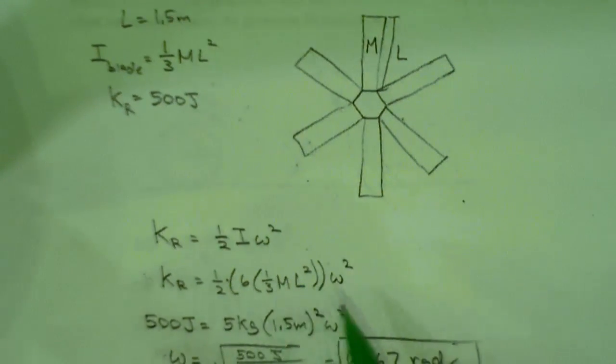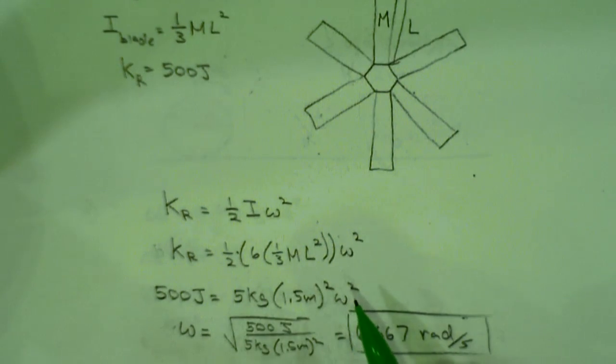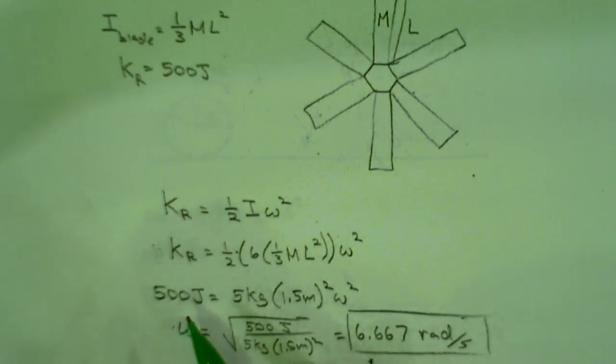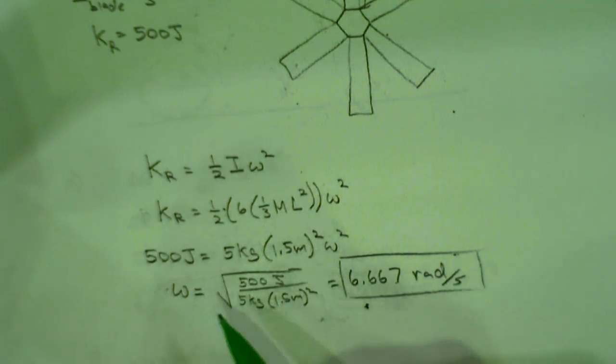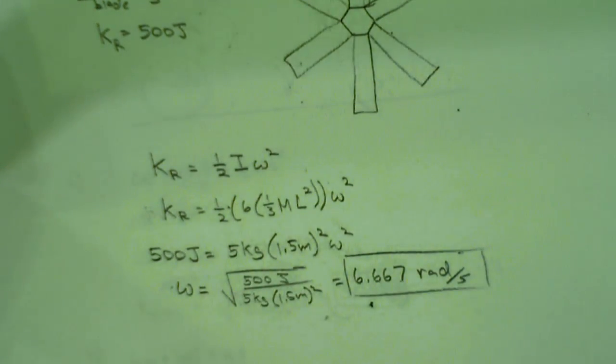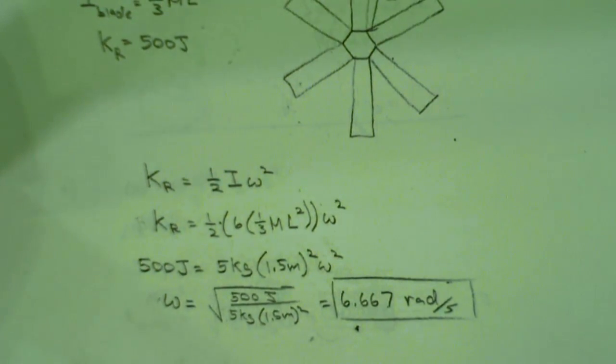So then from here you just plug in all the values. So we have 5 kilograms, 1.5 meters for the length. We're going to square that. Then omega is what we're looking for. We're given the energy. So we can find omega by using this equation, and then we end up with 6.667 radians per second. All right?